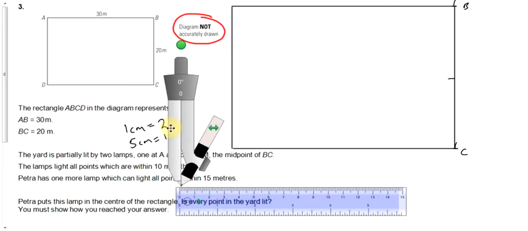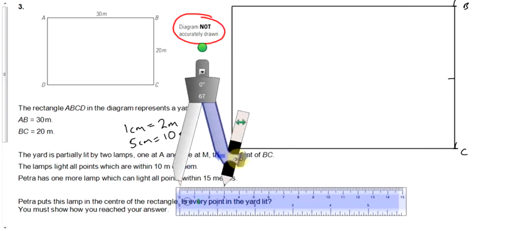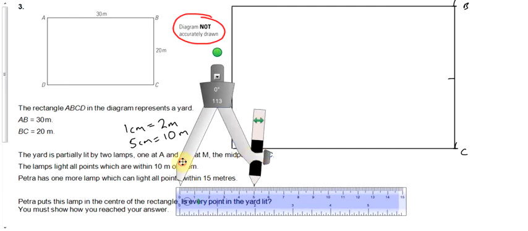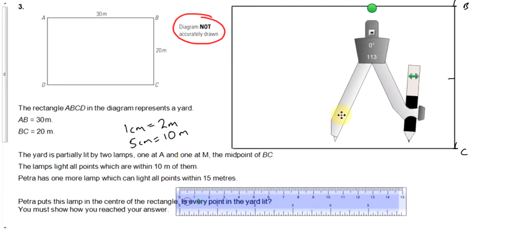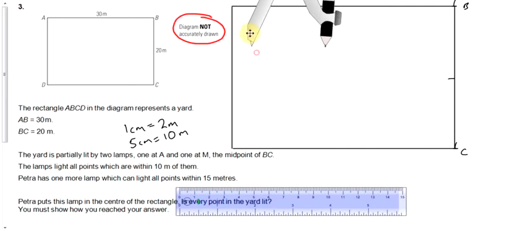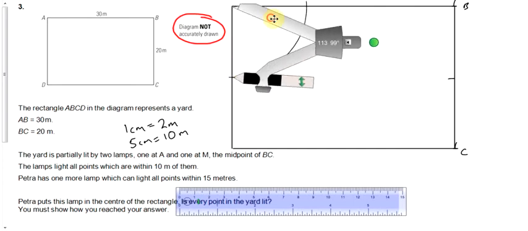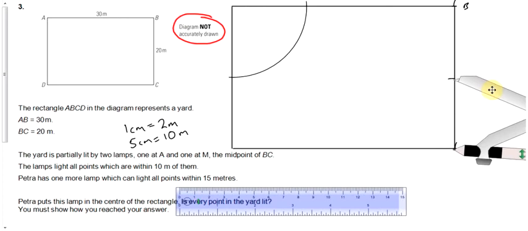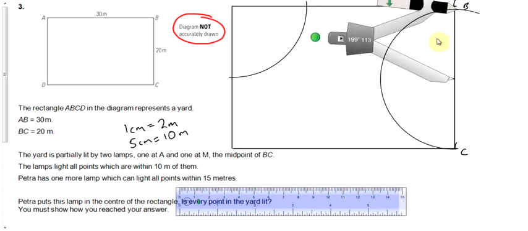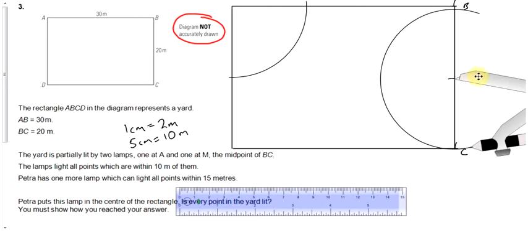So I use the compass and I set it to 5, and then 1 at A, so A is up here. Very inconvenient. Is it going to go? Am I going to be able to do it? Almost. Just come on, you can do this. Yes. There we go. So that's that bit of the yard. And then 1 at M, which is here. And that's that bit of the yard.